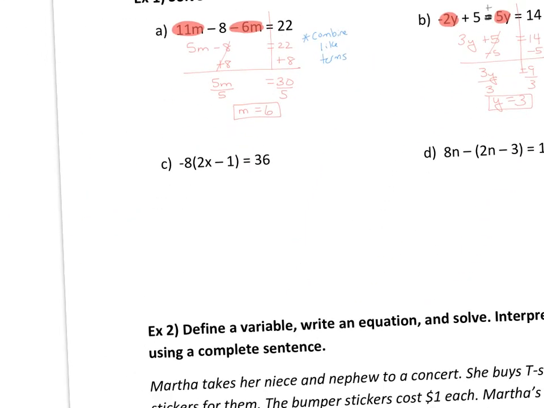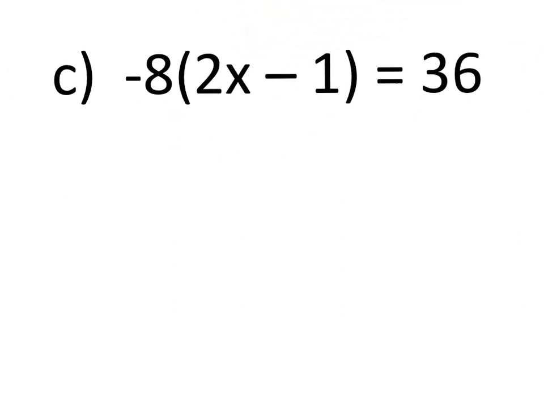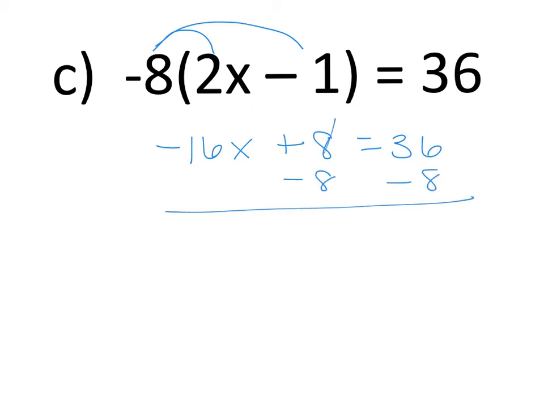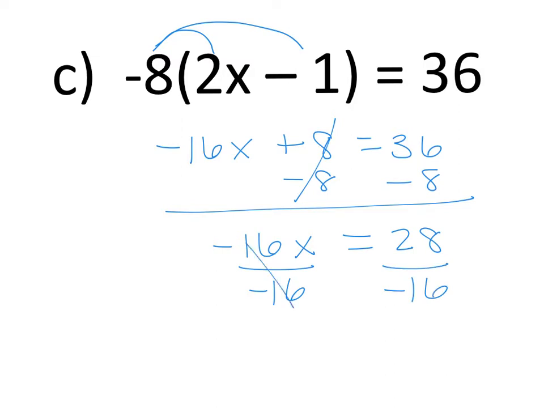Okay, all right, let's go down to example C here. Now on this particular problem, we're going to have to start by distributing, okay? You always want to distribute first, and then we'll combine like terms. So on this particular problem, we're going to distribute, get negative 16x plus 8, negative times a negative is a positive, equals 36, and then we're going to subtract 8 off of both sides, so that cancels. So I have negative 16x equals 28. All right, okay, now we're going to divide both sides by negative 16, so those cancel.